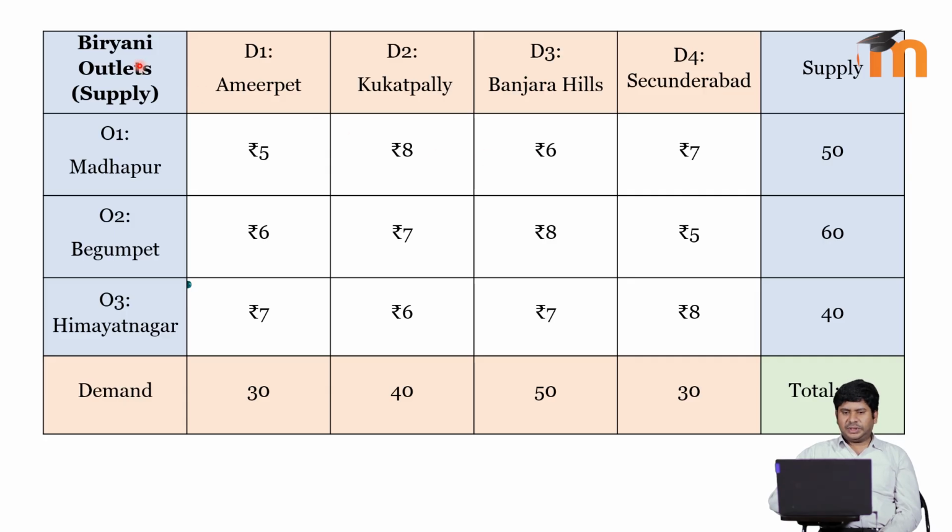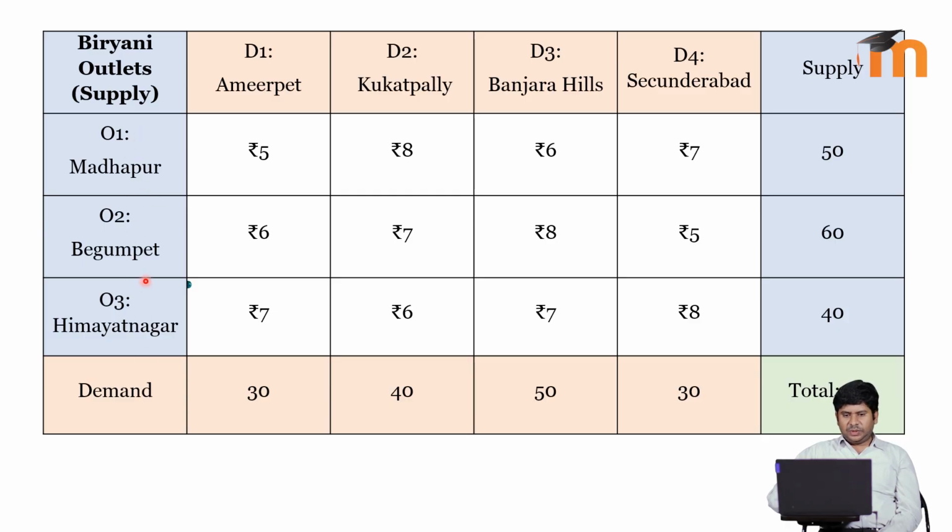I have taken this example. Now this is the total transportation problem. There is a biryani outlet, some XYZ company. They have 3 outlets: one in Madhapur, one in Begumpet, and one in Himayat Nagar. And they have 4 destination points. A destination point means an area where this company is delivering biryani or taking orders. In Ameerpet the total demand is 30 orders, in Kukatpally the demand is 40, in Banjara Hills the demand is 50, and in Secunderabad the demand is 30.